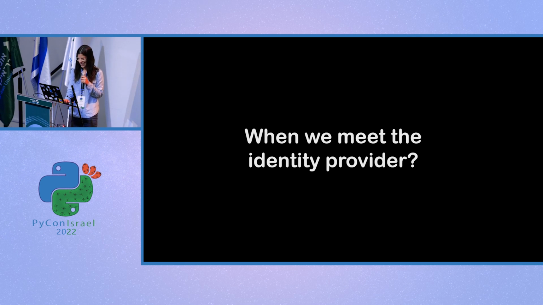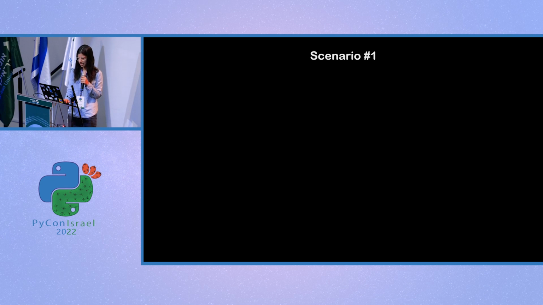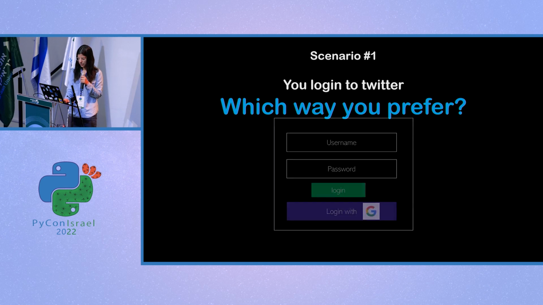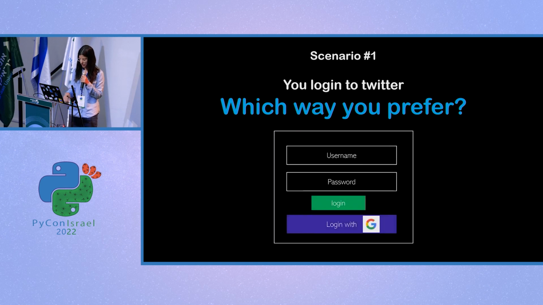Okay. So first, let's ask when we meet the identity provider. I want to introduce you to two scenarios. The first one is when we are logging into Twitter. We have this nice login page first, and we have two ways of login. The first one is to fill in our username and password and click on the login button. And the second one is to click on the login with Google.